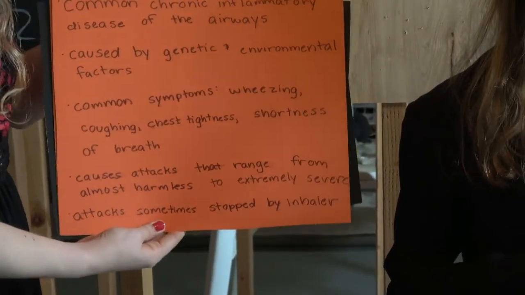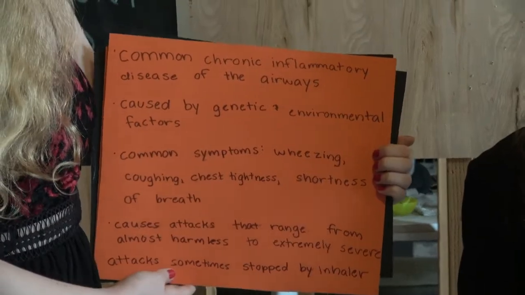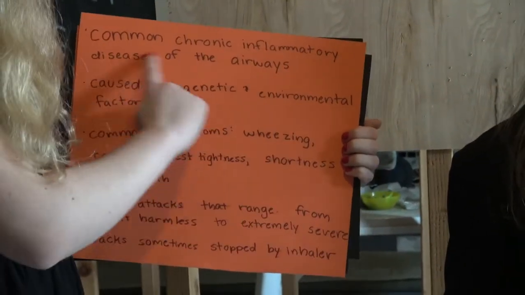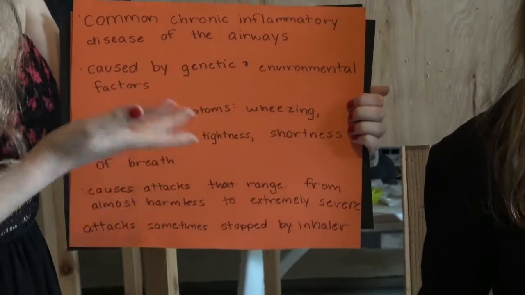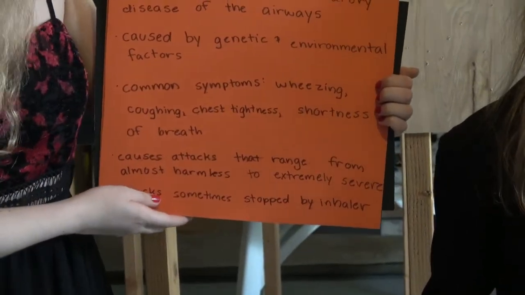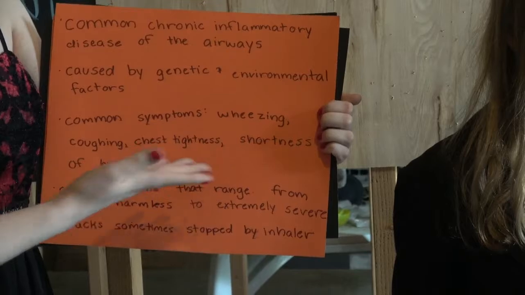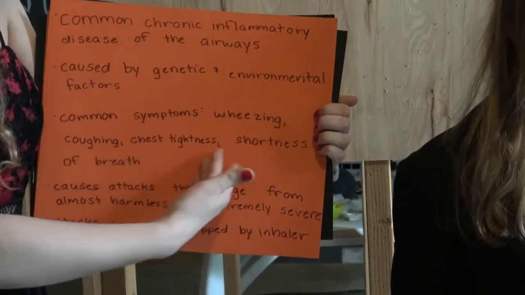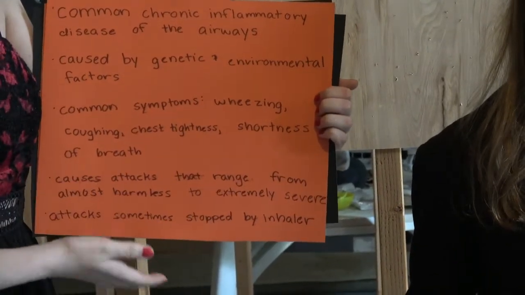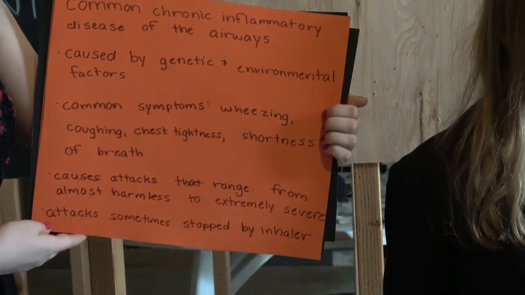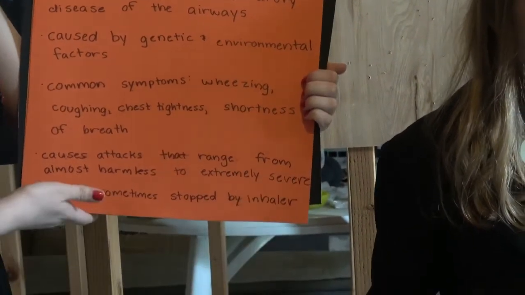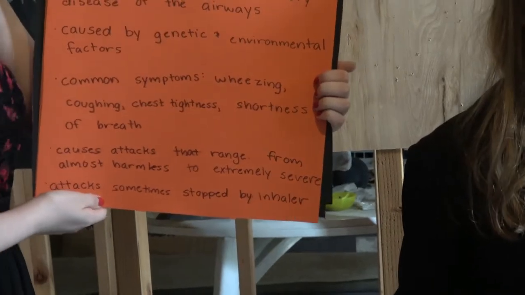The next disorder is the common chronic inflammatory disease of the airways. It is caused by genetic and environmental factors. It is often diagnosed by its common symptoms, including wheezing, coughing, chest tightness, and a shortage of breath. The attacks because of this disease can range from almost harmless to extremely severe, and sometimes can be stopped by the use of an inhaler.